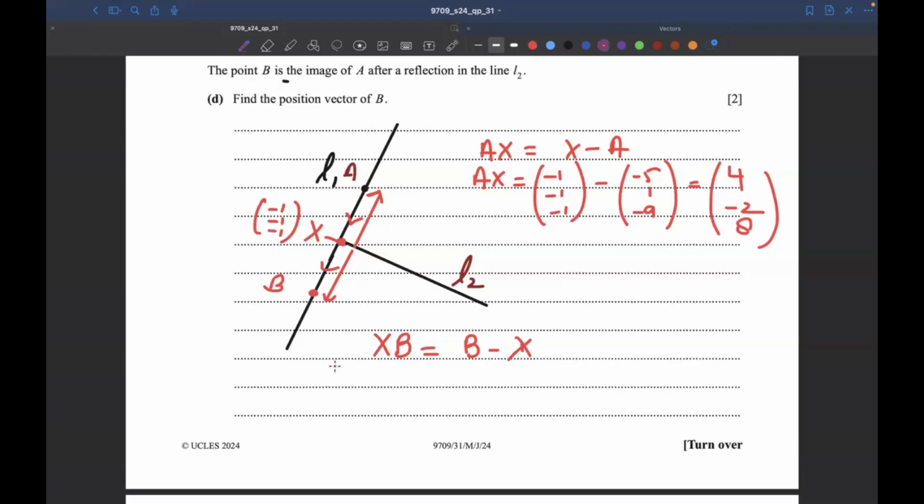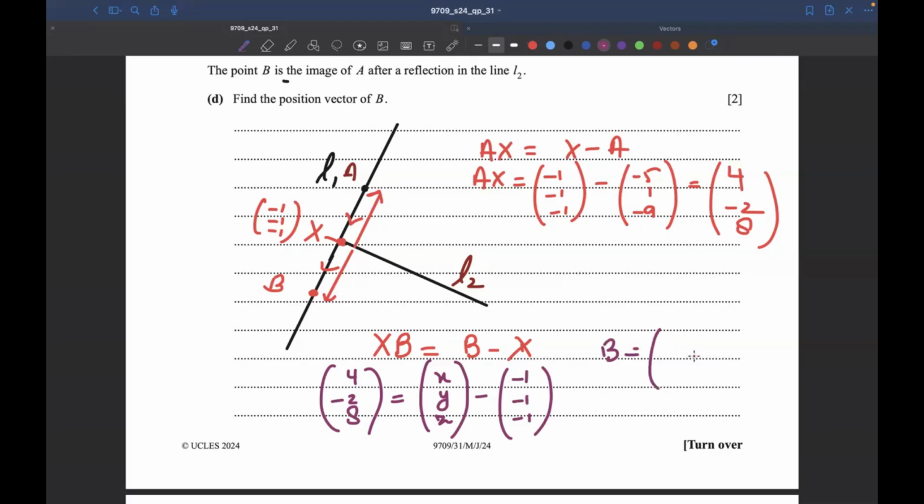So XB, we know, is 4, -2, and 8, equal to B minus X. We do not know B, so we can write it as x, y, and z, and minus X is -1, -1, and -1. So finally, the coordinates of B will be 4, -2, and 8 plus -1, -1, and -1. That equals 4 minus 1, 3; -2 minus 1, -3; and 8 minus 1, 7. So these will be the coordinates of B, which is a reflection of A in the line L2.